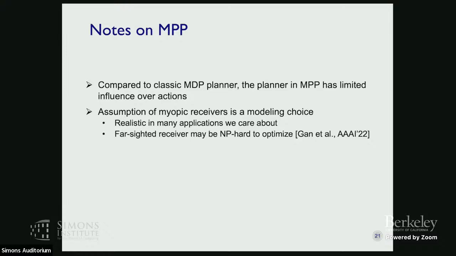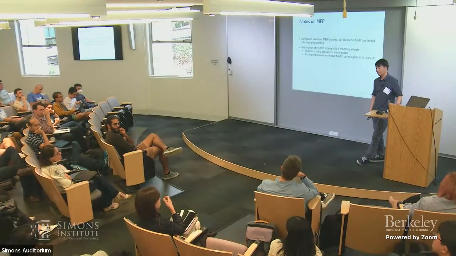There's also another caveat: there are studies about the far-sighted receiver in this Markovian process, but it was shown that it's actually very hard to optimize that model. This is due to a nice recent work by Gan et al., which I think also got the outstanding paper award at AAAI 2022. So that is hard, yes. So what makes the far-sighted receiver hard?